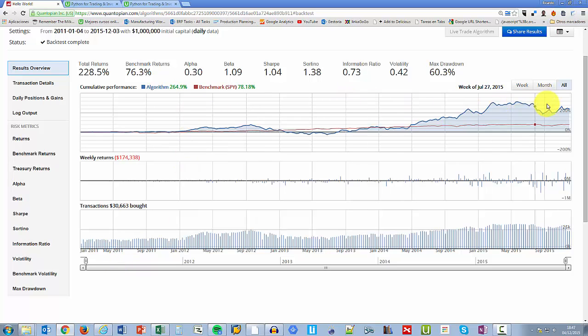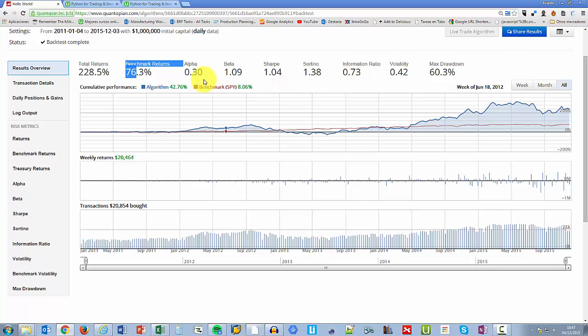So here we see it has already finished, and we see that our algorithm is better than the benchmark, better than the Standard & Poor's during these years. Then it went worse, and then finally it was much better. In this case, we got a return of 228% against 76% of the benchmark, our Standard & Poor's index.